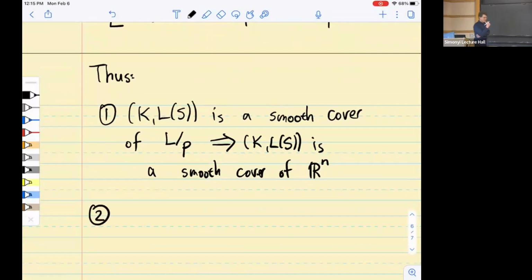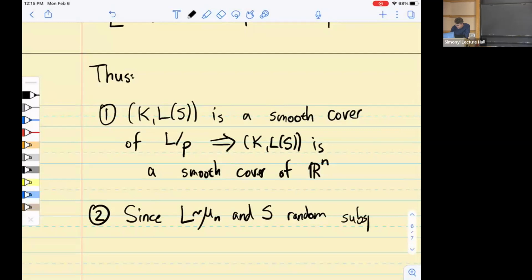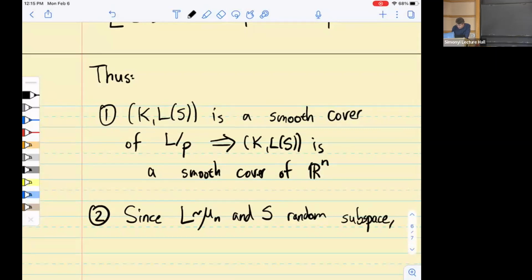L of S is not a random lattice. That's the next point, and that's another kind of remarkable thing about the distribution. Since L is a random lattice and S is a random subspace, you have this property that L of S is also random up to scaling. It's a bit denser at P to the R, but up to scaling it's still the same distribution.